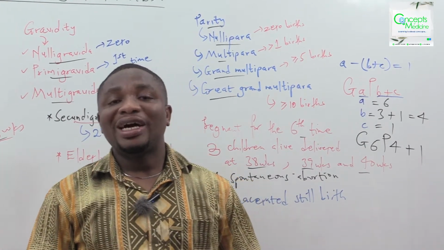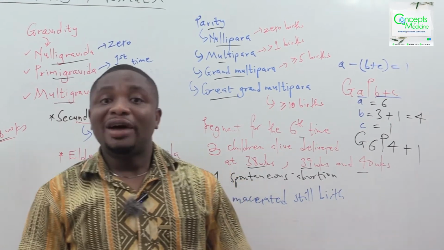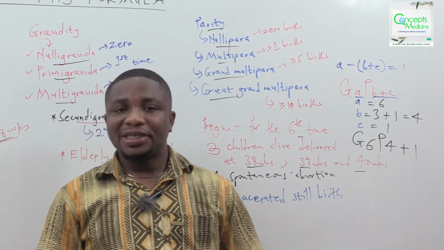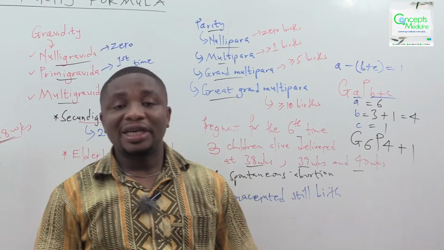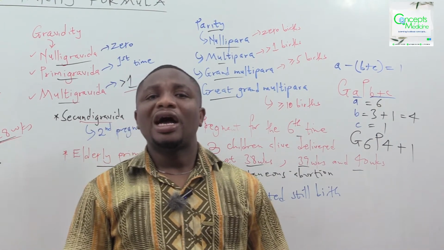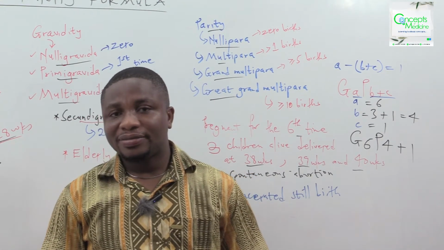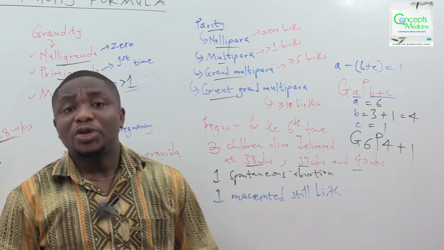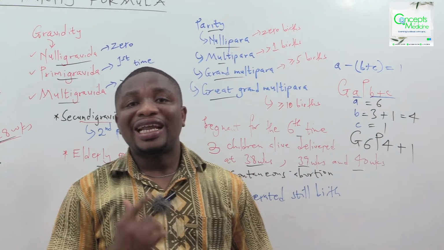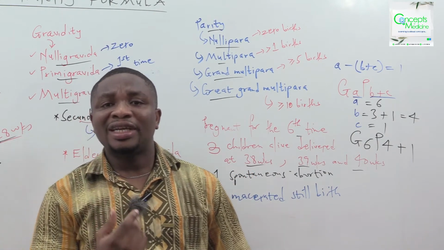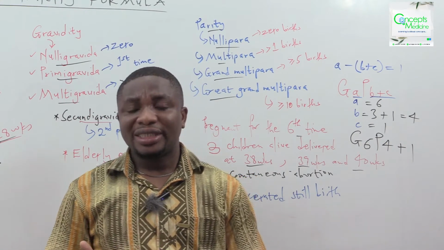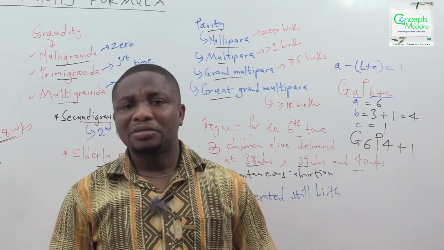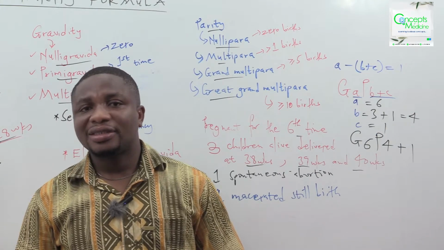Then finally, before we look at the next method, a question may arise: what if there is a twin gestation, or what if there is a twin delivery? How then do we write the parity formula? If they are twins, how do you go about it? Twins will be counted as 1 because it is a single pregnancy that resulted in the delivery of twins. Let's have an example to clarify that.